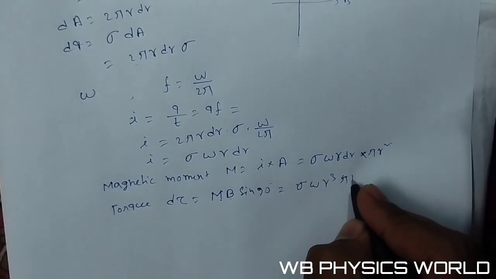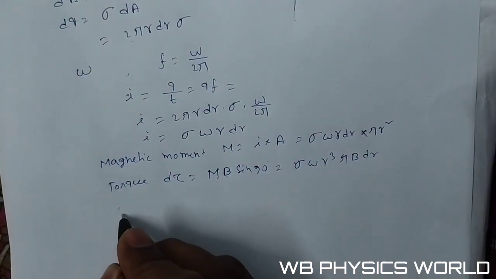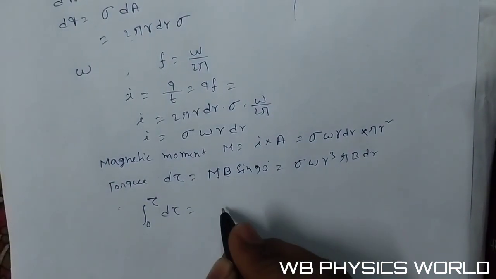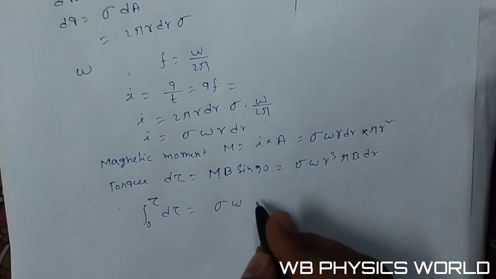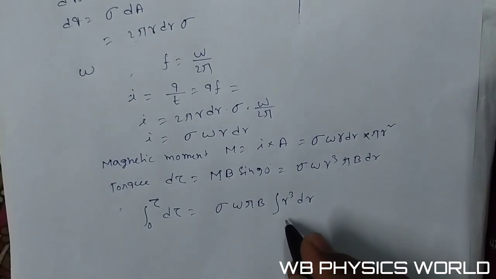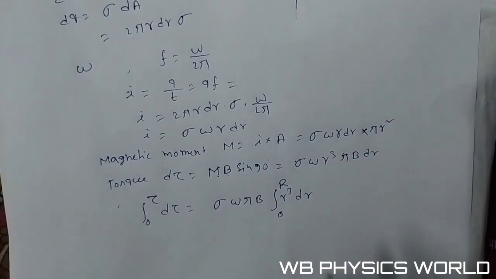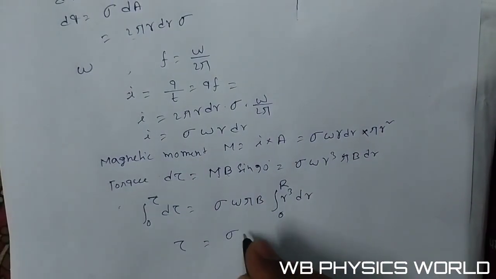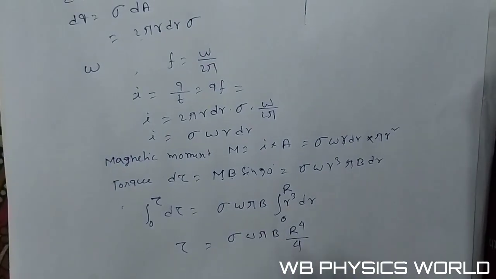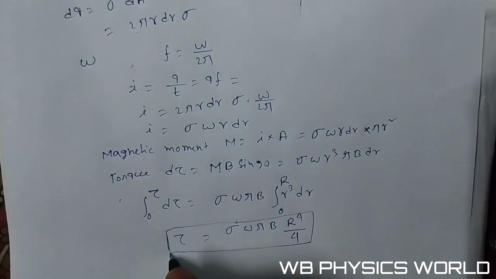pi B into dr. So the total torque, that is integral from 0 to tau of d tau, equals sigma omega pi B r cube dr. Here r is in the limit 0 to r. So tau equals sigma omega pi B r to the power 4 by 4. This is the total torque acting on this disc.